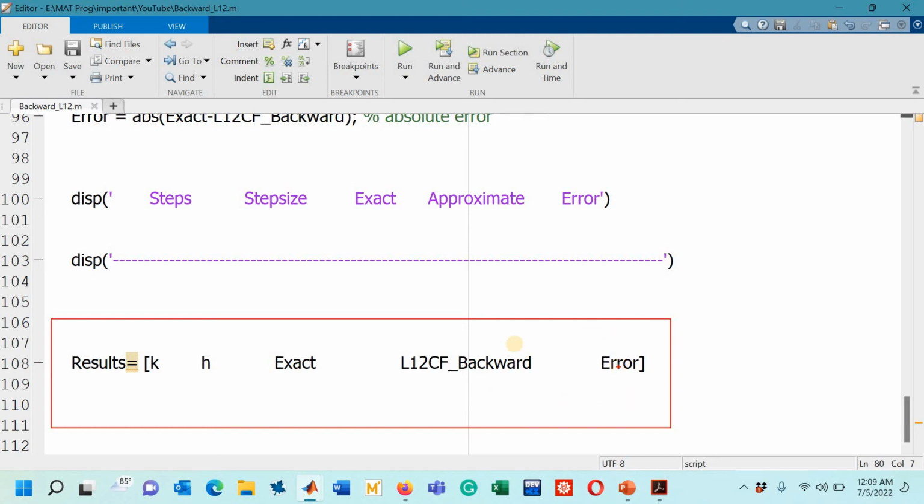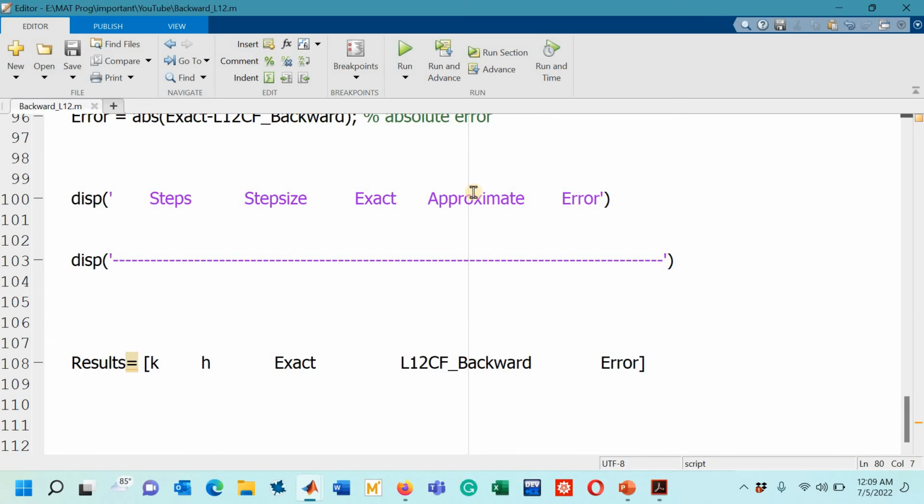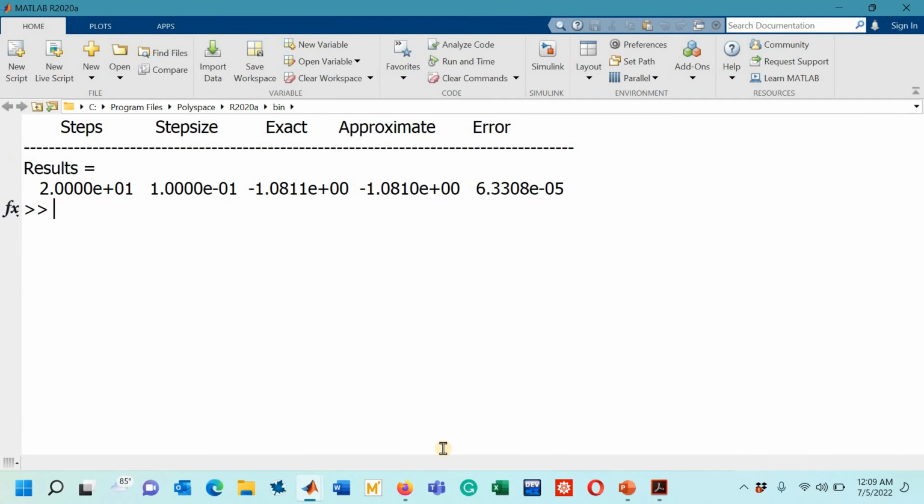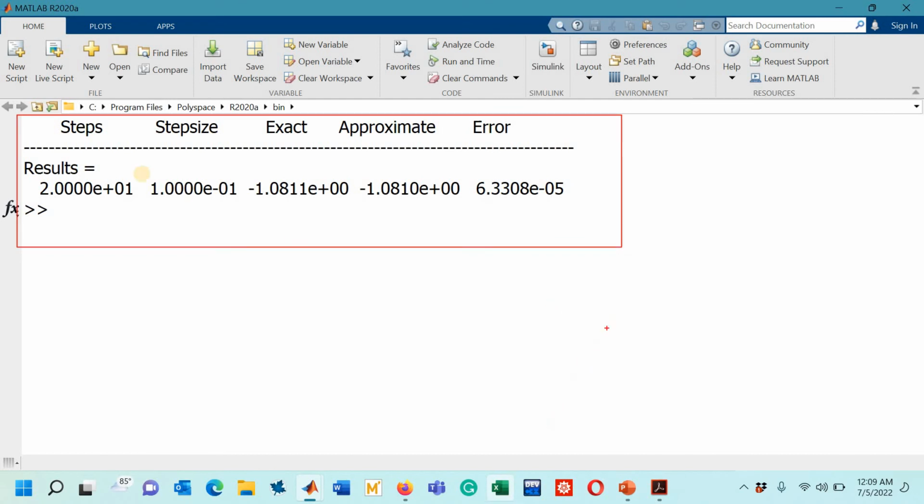Fine. So let's go and run this code. I'm going to hit the run button, and then I'm going to see the result on the command window. You can see here we have our results. 20 steps are taken with the step size 0.1. Minus 1.0811 is the exact answer. You can see the approximate answer, and the error has a magnitude of 10 to the power minus 5.